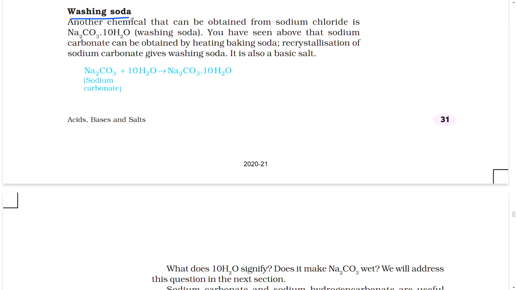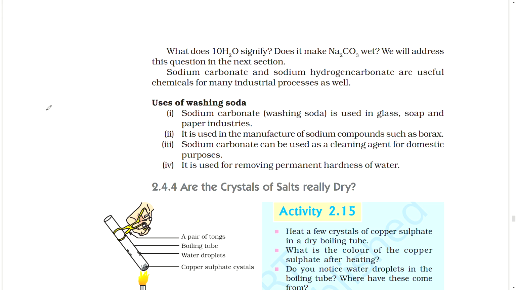Washing soda. Another chemical that can be obtained from sodium chloride is Na2CO3·10H2O, washing soda. You have seen above that sodium carbonate can be obtained by heating baking soda. Recrystallization of sodium carbonate gives washing soda. It is also a basic salt. Na2CO3 (sodium carbonate) + 10H2O → Na2CO3·10H2O. What does 10H2O signify? Does it make Na2CO3 wet? We will address this question in the next section.